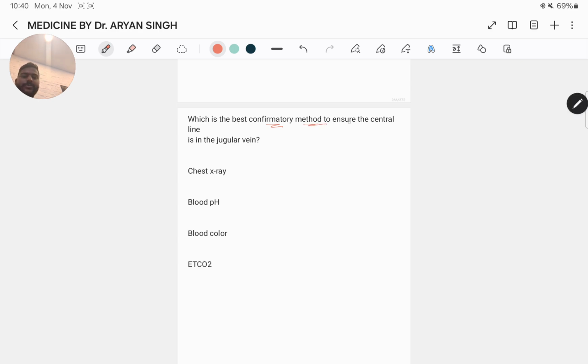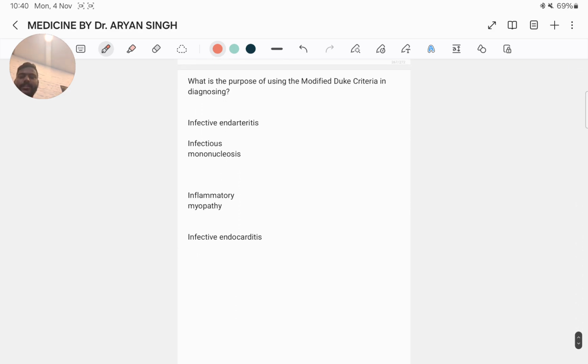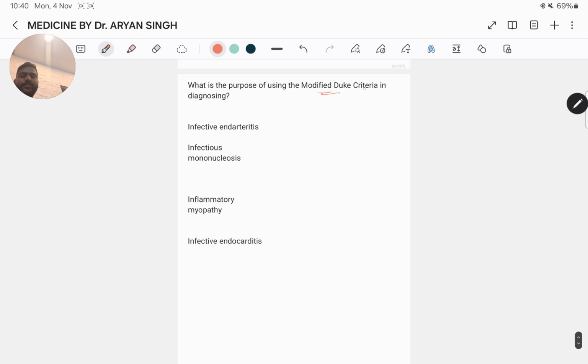Which is the best confirmatory method to ensure the central line in the jugular vein? Chest X-ray is the best answer because the chest X-ray is the confirmatory method to ensure the central line in the jugular vein. Next question: what is the purpose of using the modified Duke criteria in diagnosis?